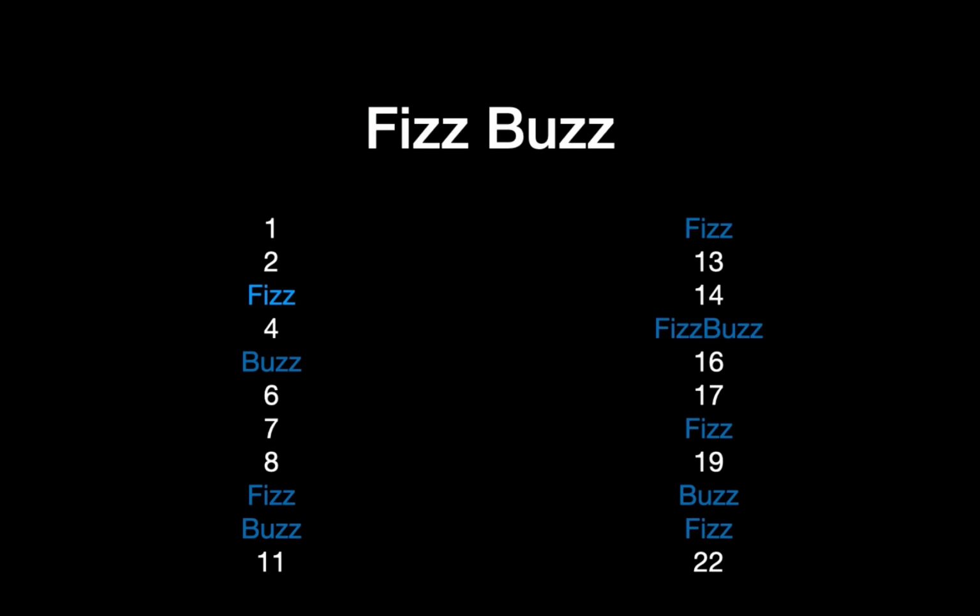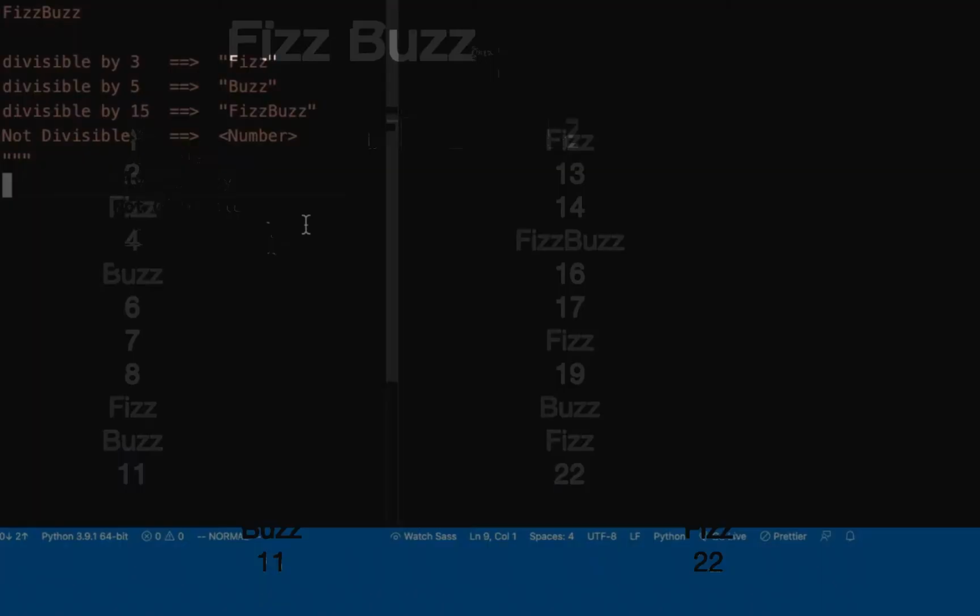To solve the problem, we have to break it down into two steps. First, we iterate from 1 to 100 with a for loop, and for each number, we check the condition of whether it is divisible by 3, 5 or 15 and output the corresponding result. So let me show you the code.